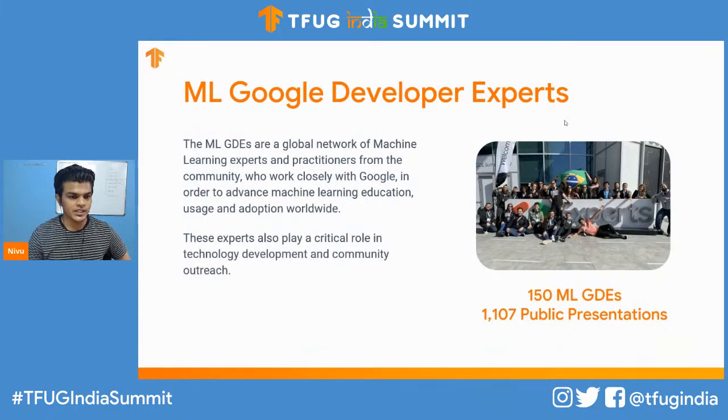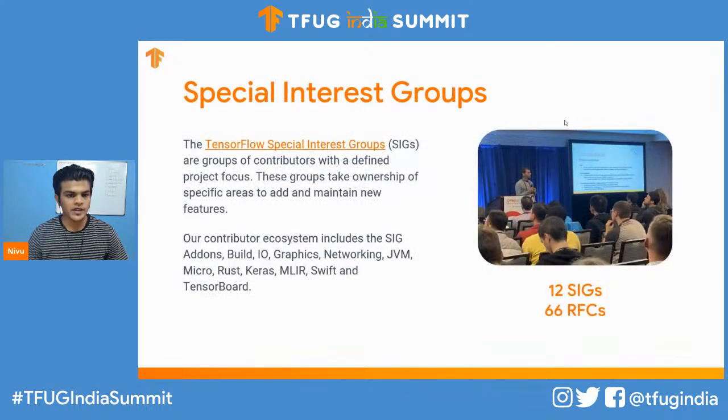Next is MLGDE. MLGDEs are experts. They are not Google employees, but they work closely with Google developers to spread knowledge on machine learning and to help with the Google Accelerator program and other TensorFlow related events. Third, we have special interest groups. SIGs are groups of contributors with a defined project focus. These groups take ownership of specific interests to add and maintain new features. They work on cool things like IO, graphics, networking, and JVM. So these are outsiders who contribute to the ecosystem.